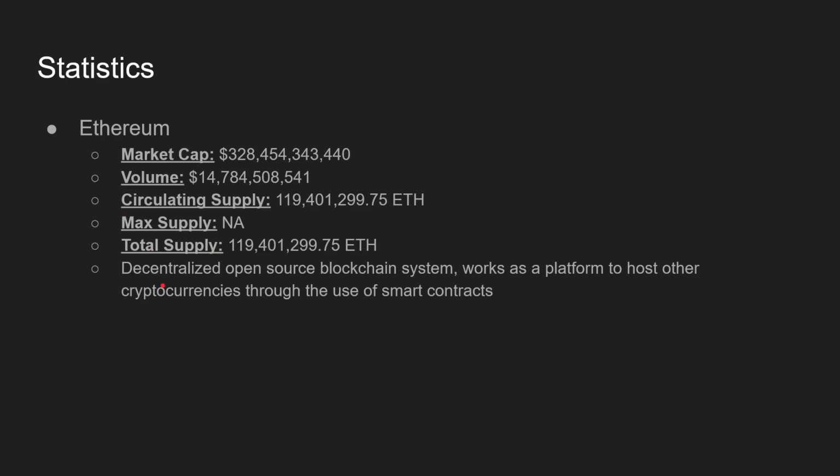So, a brief description: what is Ethereum? It is a decentralized open source blockchain system. It works as a platform to host other cryptocurrencies through the use of smart contracts.